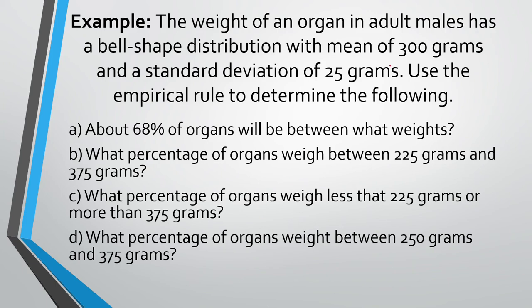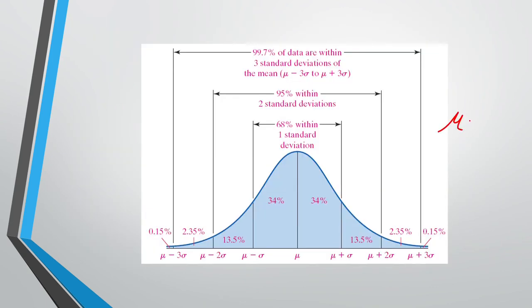Let's try the problem. I know the mean is 300 grams and the standard deviation is 25. Using these numbers, we'll fill in our picture. We'll start with the mean, which is going to be in the middle, and then we'll add 25 to that. 300 plus 25 is 325. 325 plus another 25 is 350. And 350 plus another 25 is 375. So 3 standard deviations away from the average is 375.